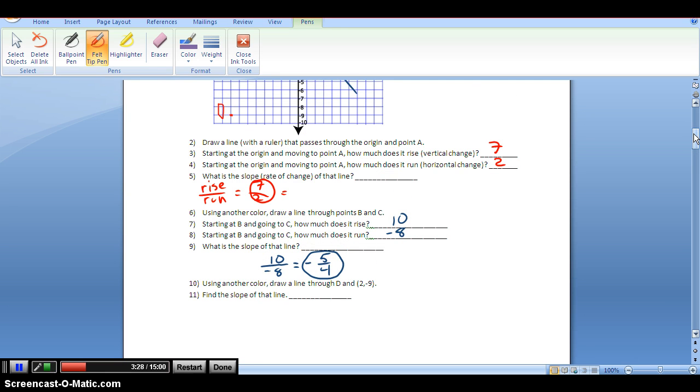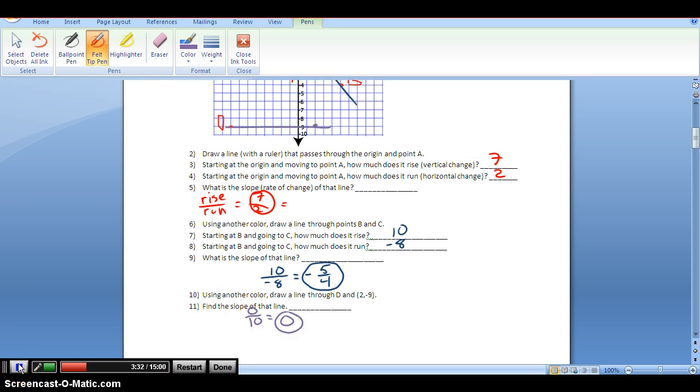I'll stop it right now and then check it to see if you got the same ones that I do. Okay, in this particular line, we seem to have a rise of none. It doesn't go up at all, and a run of 10 or negative 10, actually, depending upon which point you start at. It actually doesn't matter, as long as you're always starting at the same point for the rise as you do for the run. Don't start from one point to do the rise and start from the other point to go for the run. It should come out the same. So we're going to get, in this case, 0 over 10, which is a slope of 0, which is a horizontal line. Any kind of horizontal line has a slope of 0.